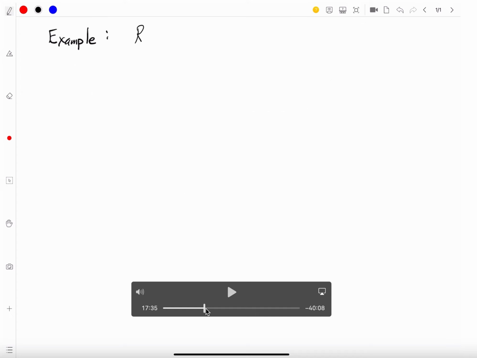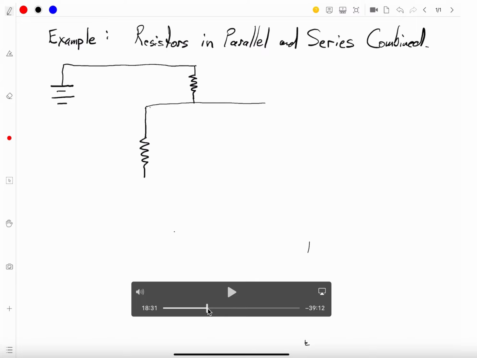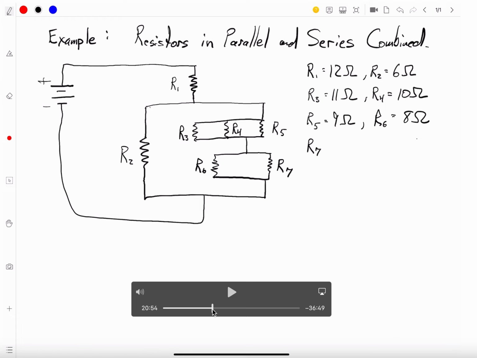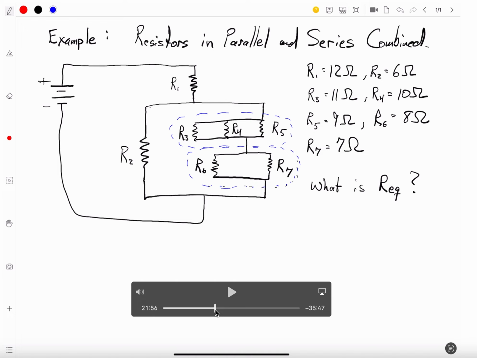Okay, hopefully there are no questions on that, but let's do an example. We've got resistors in parallel and series combined. Now this example isn't exactly finding out what the resistances are, it's finding out what the equivalent resistances are in a hard situation. Okay, so I'm making this thing really hard. So what is the total R_EQ is the question, but we have to cut this thing up and break it up into little pieces.